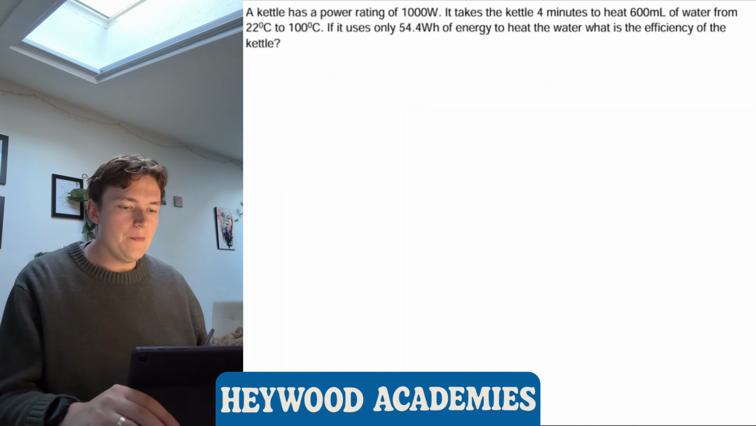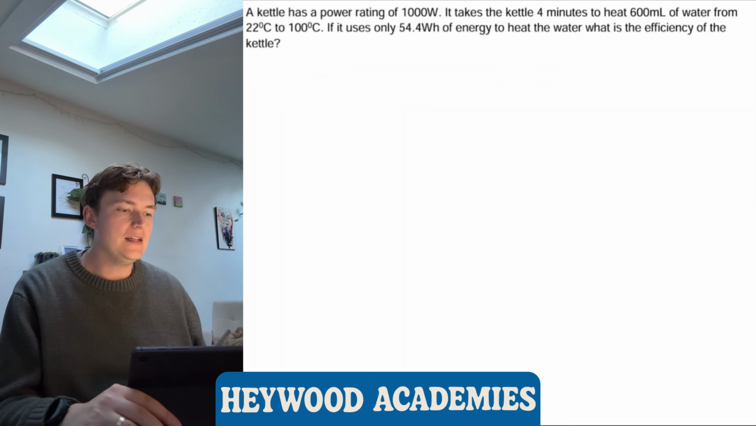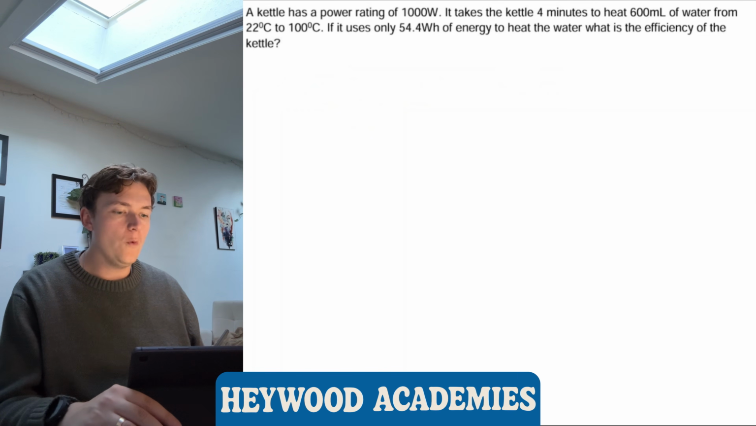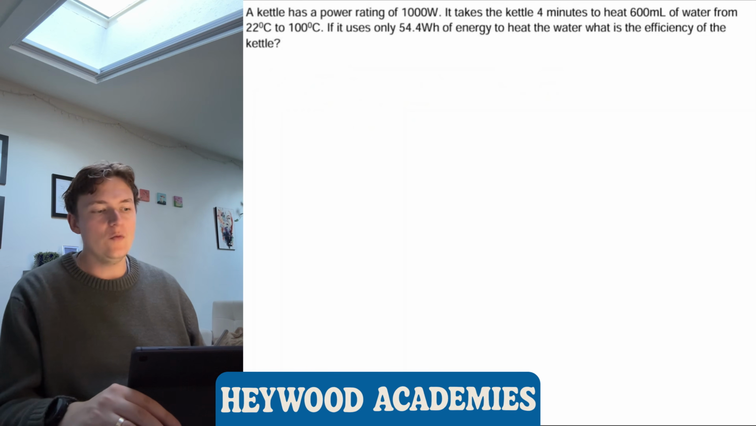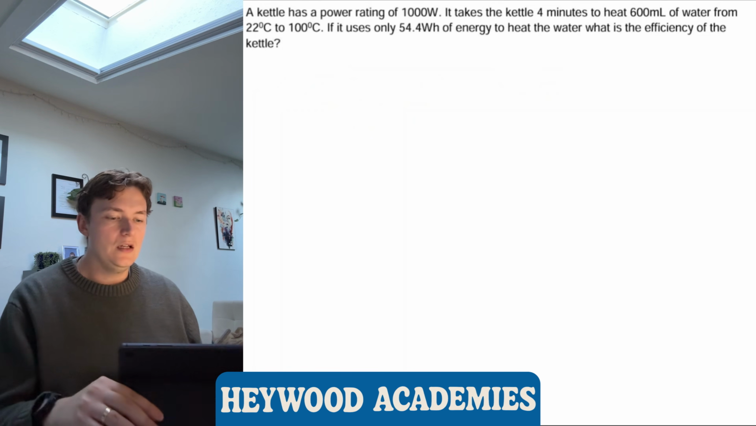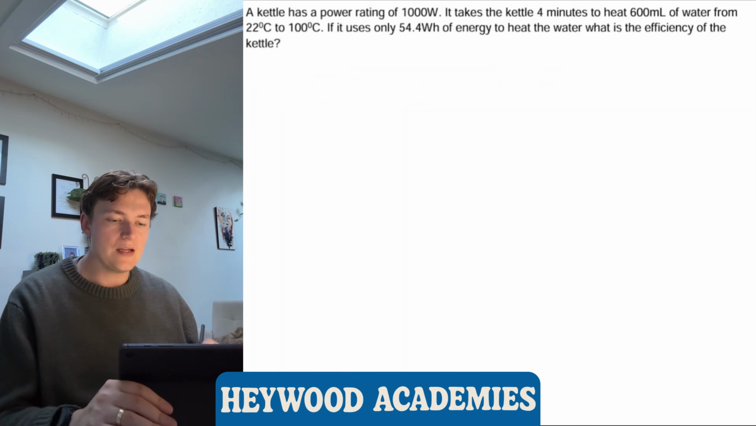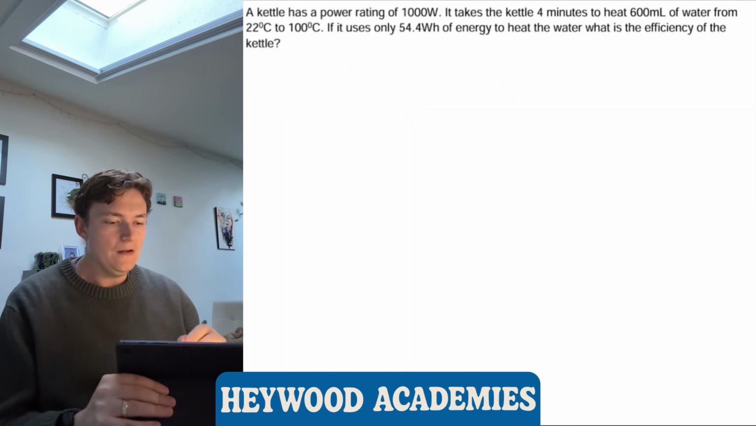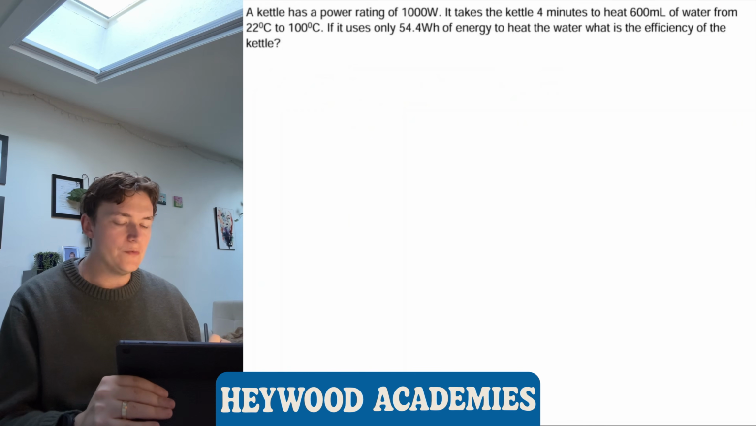A kettle has a power rating of 1,000 watts. It takes the kettle 4 minutes to heat 600 milliliters of water from 22 degrees Celsius to 100 degrees Celsius if it uses only 54.4 watt hours of energy to heat the water. What is the efficiency of the kettle? Okay, so this is significantly harder than the last couple questions that we just did, but let's break this down piece by piece. So the kettle has a power rating of 1,000 watts. It takes the kettle 4 minutes to do its thing. So let's start with that.